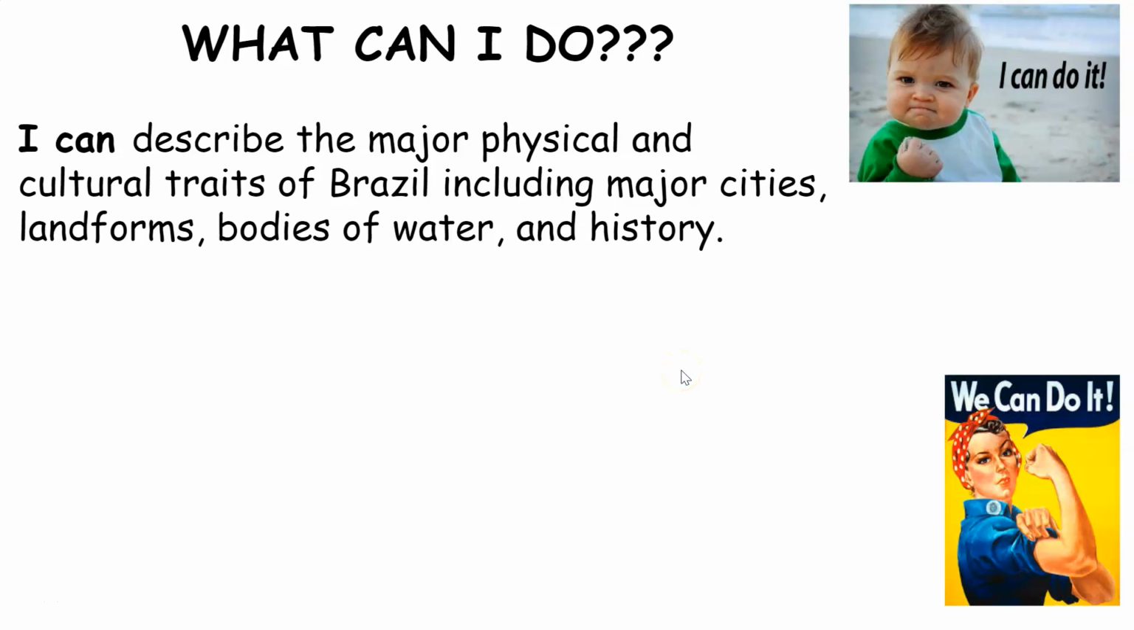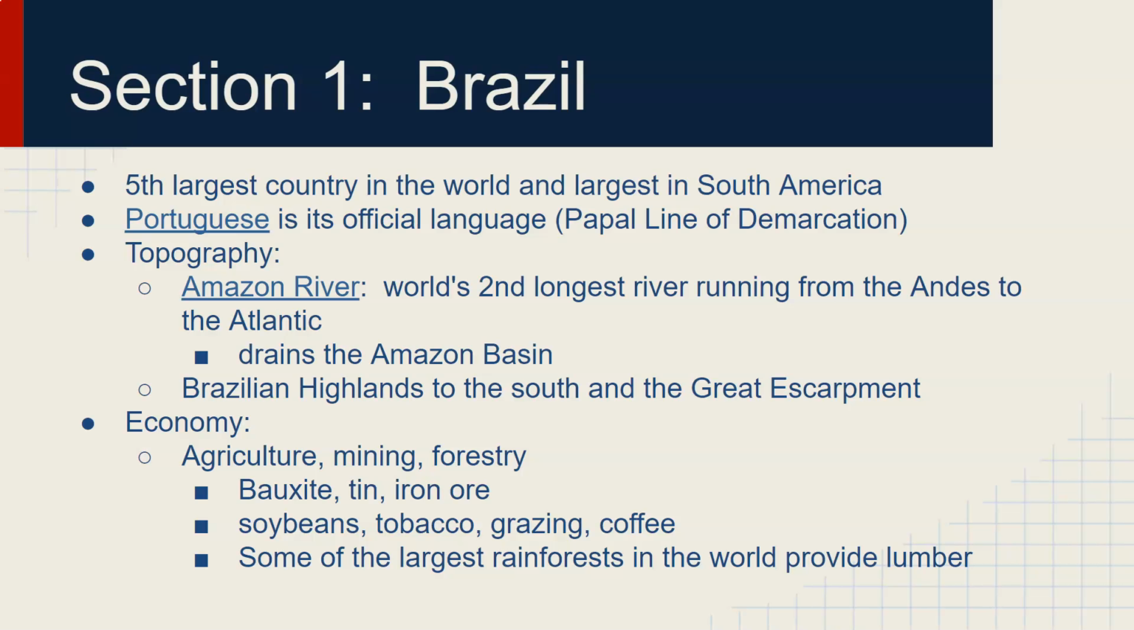So what are we going to be able to do today? We're going to be able to describe the major physical and cultural traits of Brazil, including some of its major cities, its landforms, as well as the bodies of water, and a little bit about its history. We're going to go a little bit more basic for history this time around.